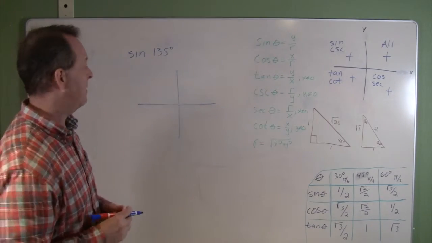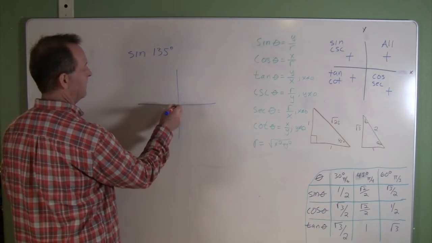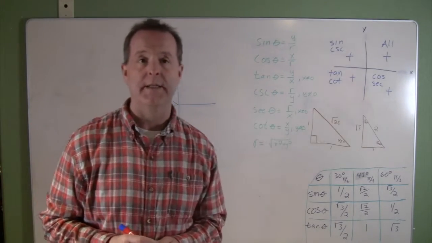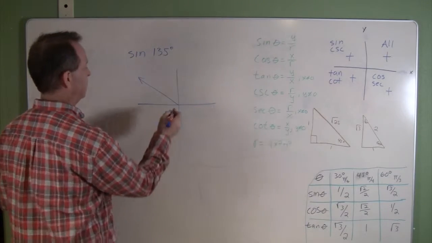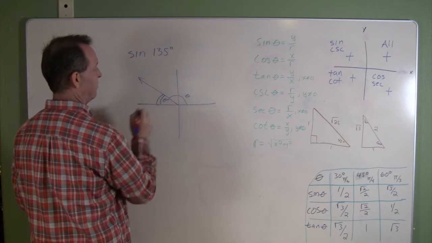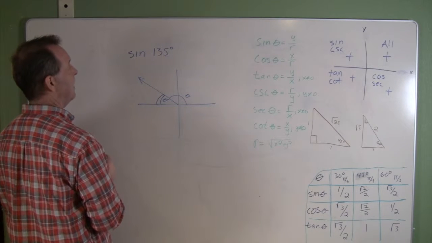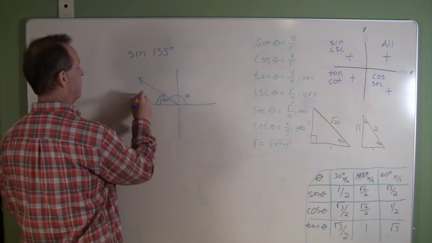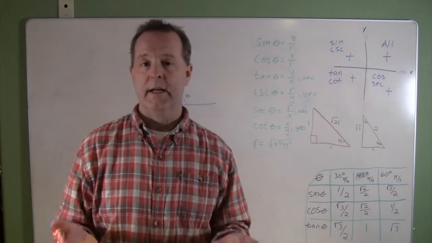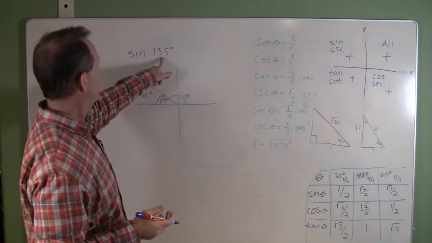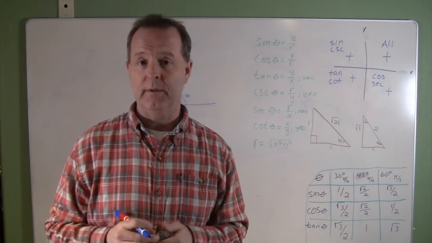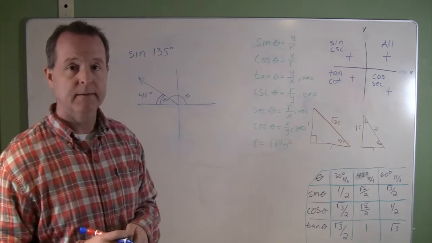So sine of 135 degrees. In that direction, its reference angle, if theta is this, its reference angle, theta prime, is 180 minus 45, which gives me 45 degrees. And so the sine of 135 degrees will have the same value as the sine of 45 degrees.